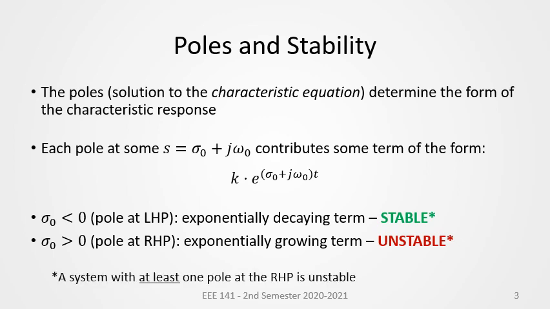It must be clear that instability is characterized by the existence of at least one pole in the right half plane. If three poles are at the left half plane but one pole is at the right half plane, then the system is still unstable.